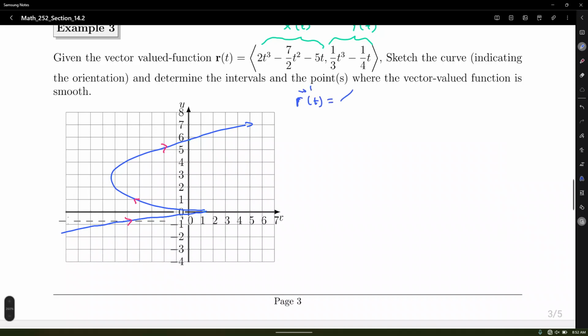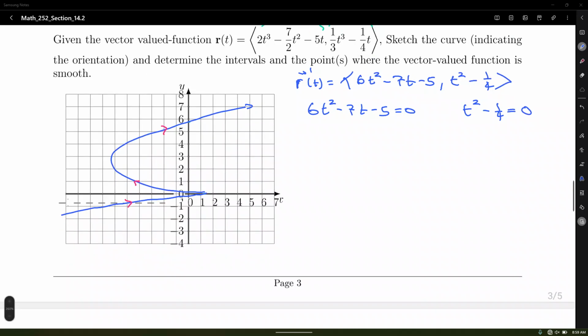R prime, rather. So that is 6t squared minus 7t minus 5, comma 1/3 times 3, that's just 1, t squared minus 1/4. All right? So what do we do? We set these two components equal to 0 and solve for t. That is 6t squared minus 7t minus 5 equals 0, and t squared minus 1/4 equals 0. Okay. So we need to solve these two quadratic equations.